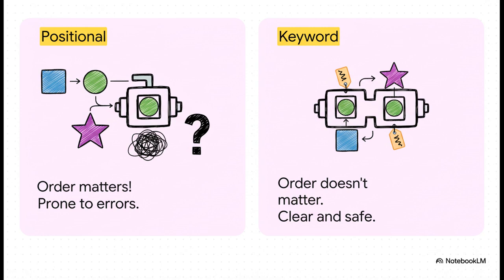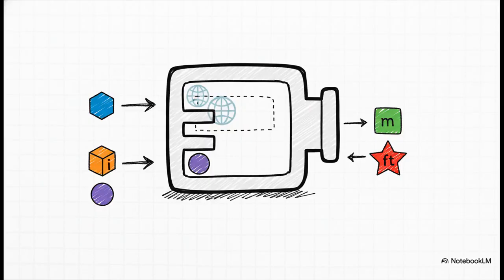Here, we spell it out. Weight equals 70, height equals 1.75. All of a sudden, the order doesn't matter, and our code is so much easier to read. And hey, speaking of making things easier, Python has another awesome trick up its sleeve: default values.